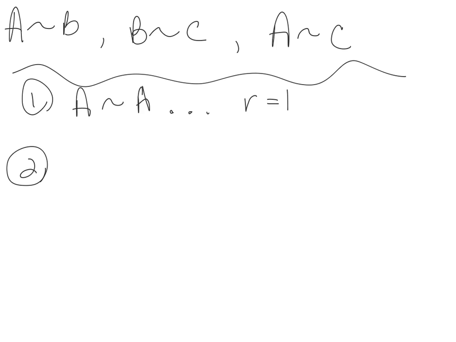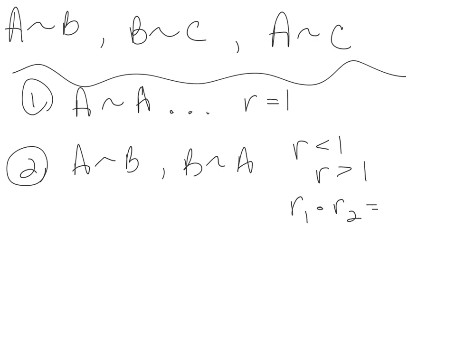Okay, for example 2, yes, A is similar to B, therefore B is similar to A. Remember, we can scale things up and scale things back down. Your scale factor would be less than 1 if it goes down, and then flip it over greater than 1 if it goes back up. And if you multiply your 2 scale factors, you would get 1.